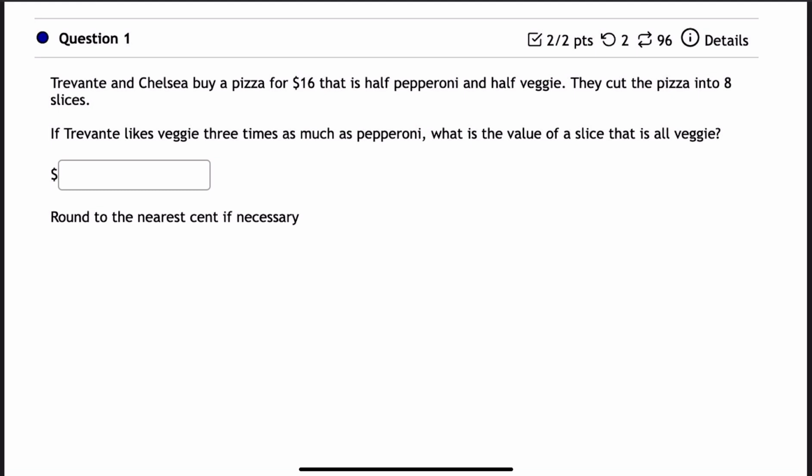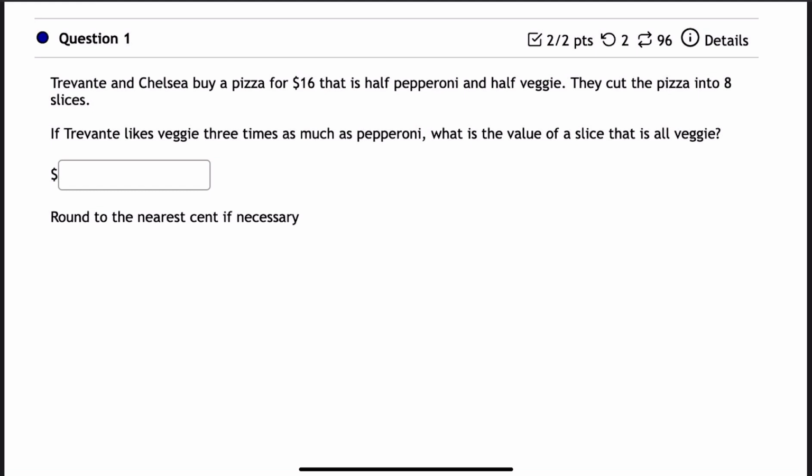Trevante and Chelsea buy a pizza for $16 that is half pepperoni and half veggies. They cut the pizza into 8 slices. If Trevante likes veggie 3 times as much as pepperoni, what is the value of a slice of all veggie for him? So the way I would approach this is to think about this visually.